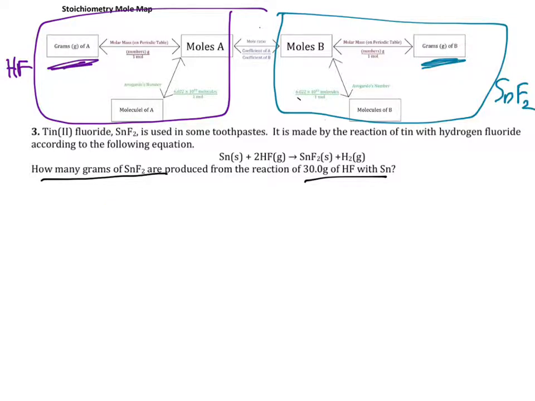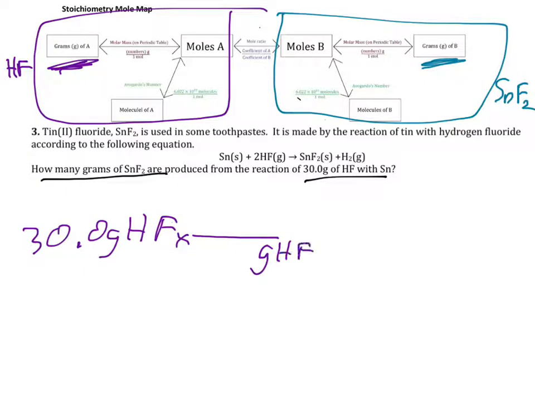All right. So let's get started. Step 1 is write what's given to you. We are given 30.0 grams of HF, because again, we're starting with grams of A. We multiply by some fraction. The units you start with go on the bottom. So we're starting with grams of HF, and so we put grams of HF on the bottom to cancel out the units. Again, it's all about canceling out the units.